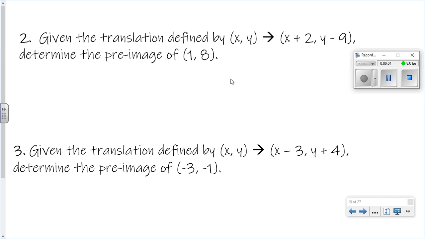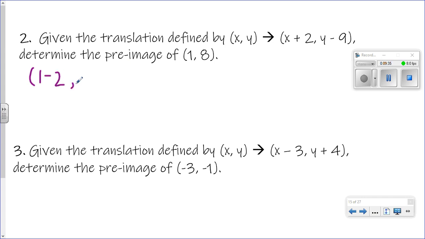So in order to do this, we need to do the opposite of the rule on the image coordinates to find the pre-image coordinates. So what we're going to do is take the coordinates of the image. So we got 1, 8. And so we're going to do the opposite of the rule. So the rule said plus 2. So we're going to subtract 2 to go backwards.